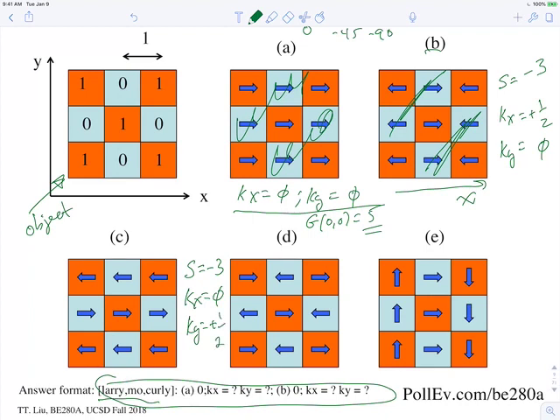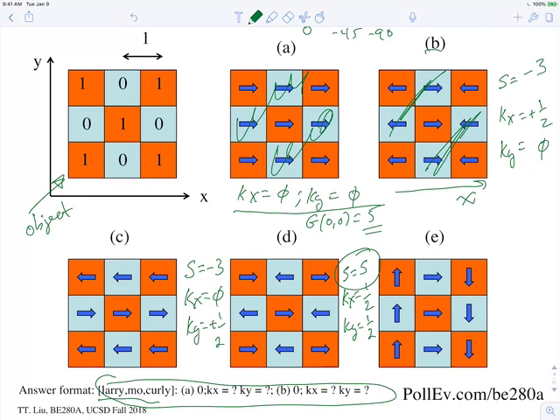What about D? What's the summation in D? It's 5, right? Everything just adds up, so that's nice. Kx, what's the period now? Kx is 1/2, right? What about ky? Also 1/2. Now we've got variation in both x and y, which matches our object, which has variation in both x and y. Therefore, we expect to have a much bigger value for the signal.